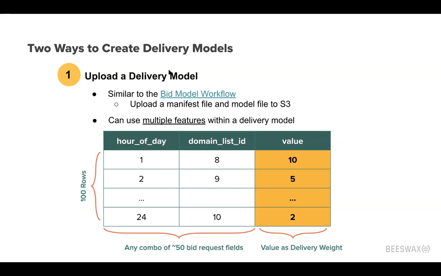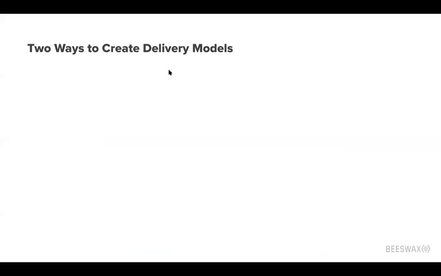And the value is what we interpret as the delivery weight, right? So that's very, very similar to bid models, with the exception of the row limit, and that we interpret the value as a delivery weight instead of a bid or a bid multiplier. That's the first way. The second way is to do it via what we call terms in the Buzz UI.